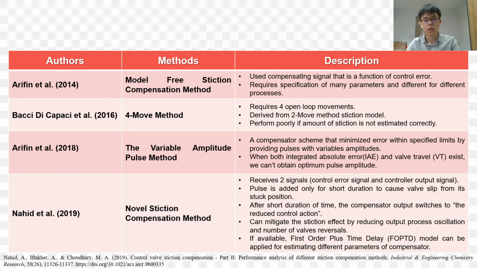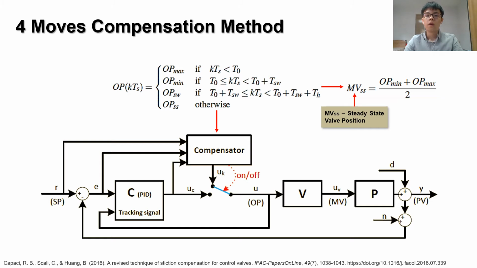All compensators exhibit good capability to reduce PV oscillations. However, most of them cause excessive valve movements and many of them require prior process knowledge. It is observed that the four-move method and the novel stiction compensation methods are the best among them. In my FYP, 3 recent compensation methods will be simulated in different case studies and compared apple to apple in order to observe the performance of each method. Firstly, we will share the mechanism of the four-move method.